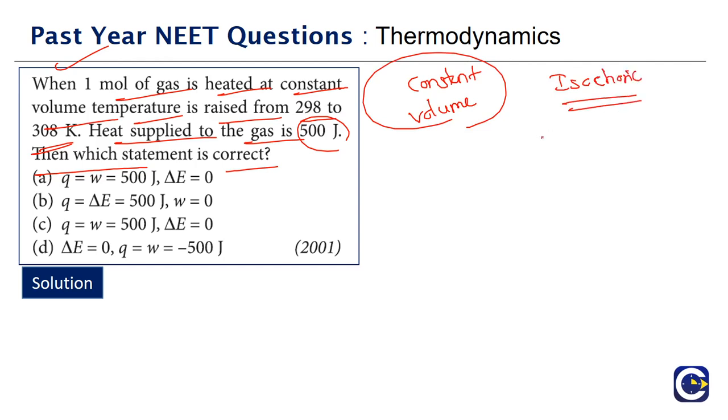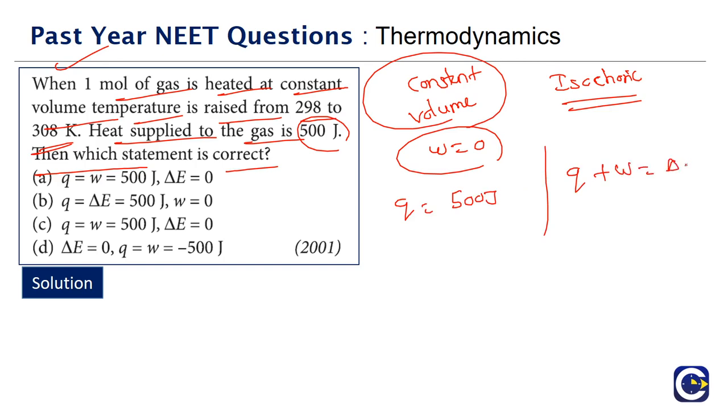So constant volume process means what? Isochoric. For an isochoric process, what is the W? W will be equal to 0. The value of W will be equal to 0. And the heat supplied to the gas is 500 joule, which means Q is equal to 500 joule. What is the first law of thermodynamics? Q plus W is equal to delta E.